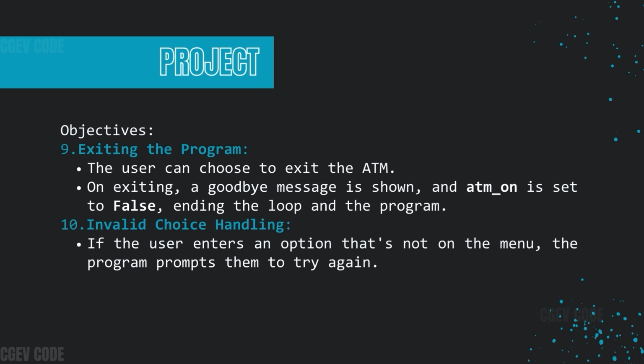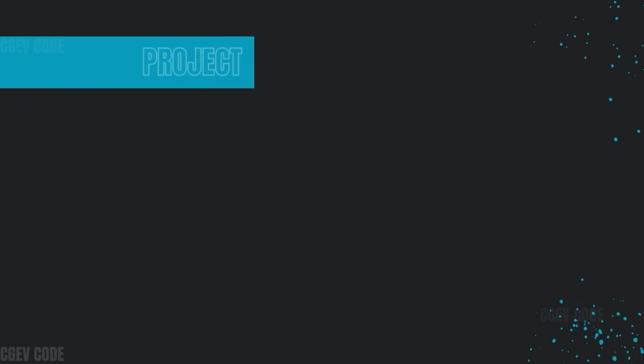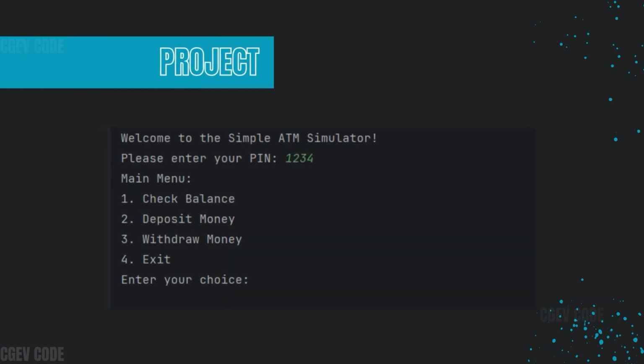So if you get stuck at some point, try reading over all of the objectives one more time, and I'm pretty sure that you should find the solution. I have another small hint for you. This is what the final product should look like. So by just looking at this image, you can get an idea what you should do to create your own ATM simulator.